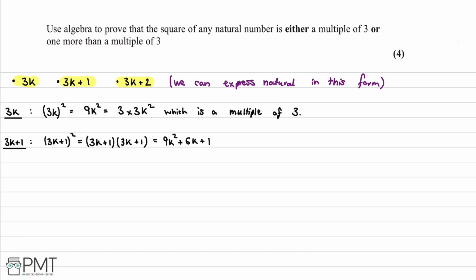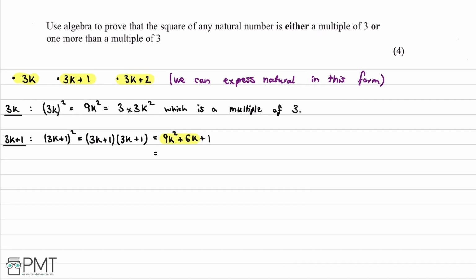So we need to have a think, what can we do here? How can we rewrite this? So what do we see? We see that these two values here are multiples of 3, and then we have a constant 1 on the end. So we'll take out our common factor of 3 from these highlighted terms. So we'll have 3 lots of 3k squared plus 2k, and then we're going to add on our constant 1 to that.